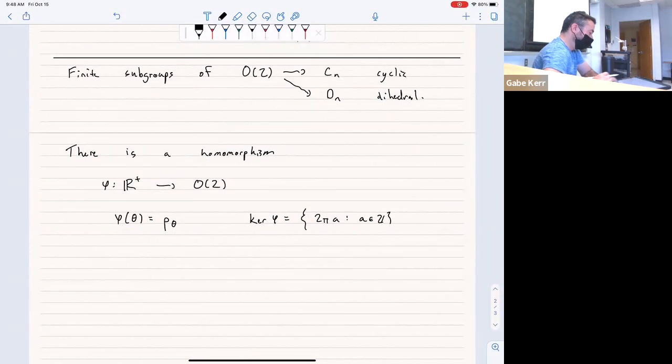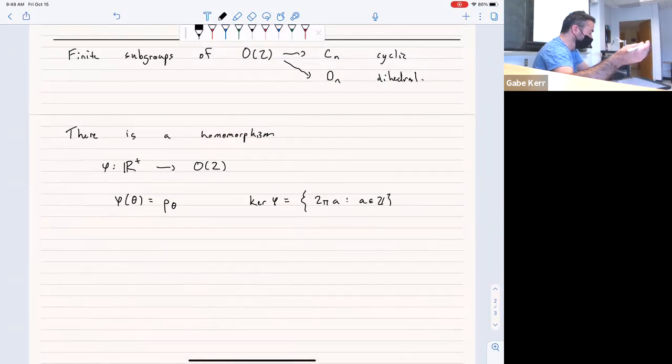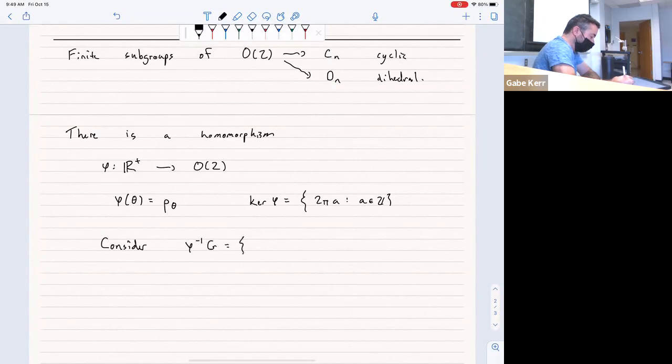This gives me a homomorphism. And now I can take my discrete subgroup. I'm looking at it as a subgroup of O2. So consider my finite subgroup. Consider the inverse image of G. Remember this, we defined this a while ago. This is the set of all elements, in this case in R.